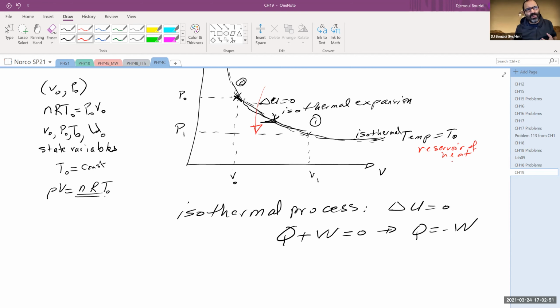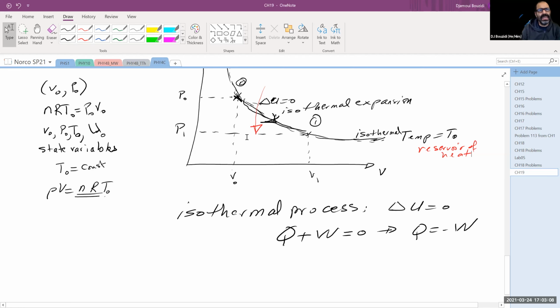So this is what we call a reservoir, the word which really stands for a big tank of, okay? So you have a big, huge tank of heat that you're taking heat from, in this case. And as you take heat, the gas is actually expanding.